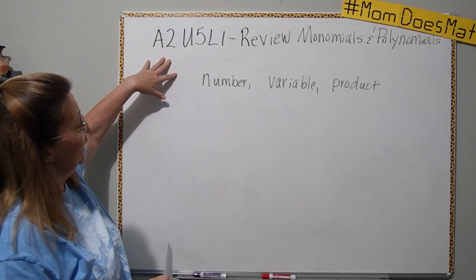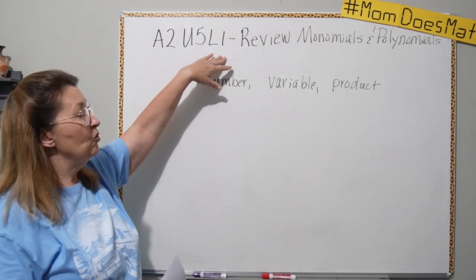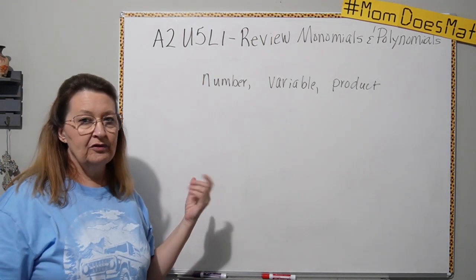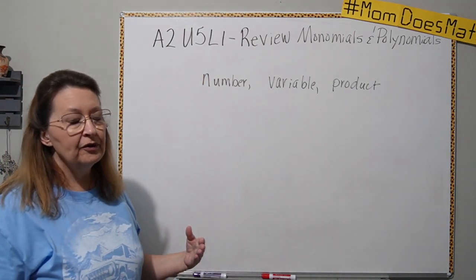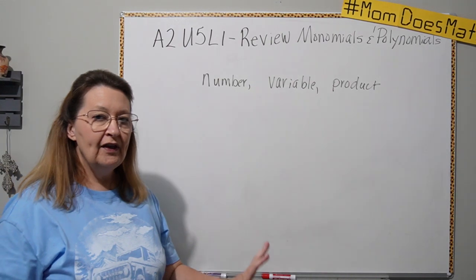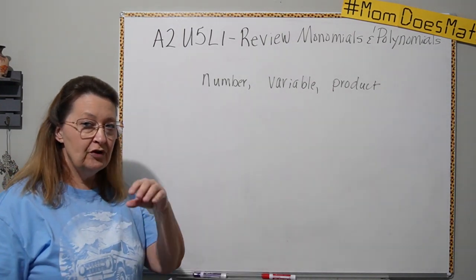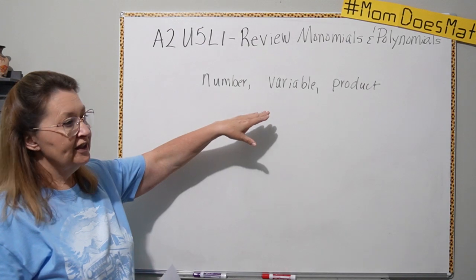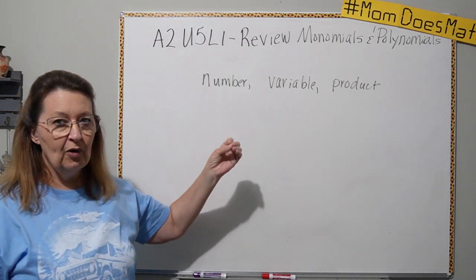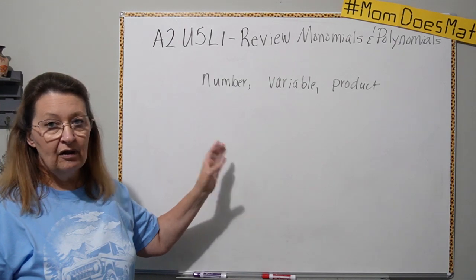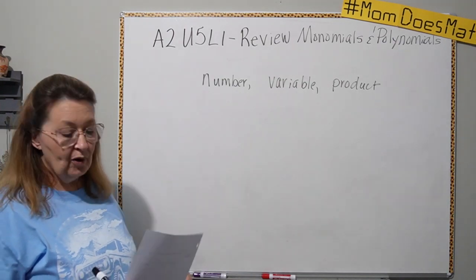And we are in A2, Unit 5, Lesson 1, and we're going to review monomials and polynomials. So this should all be familiar. You're probably not going to learn anything new. What you need to do is be refining your technique. Anytime you review, that's because this is fixing to be just a part of the problem, not the whole problem. So you need to be fluent, not stumbling your way through it. So we're going to practice.